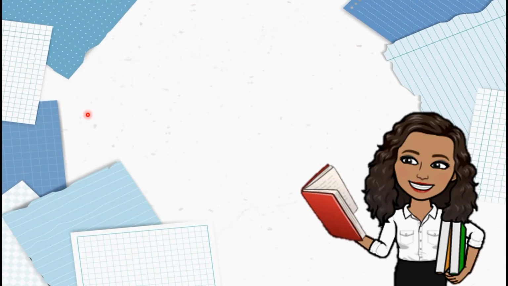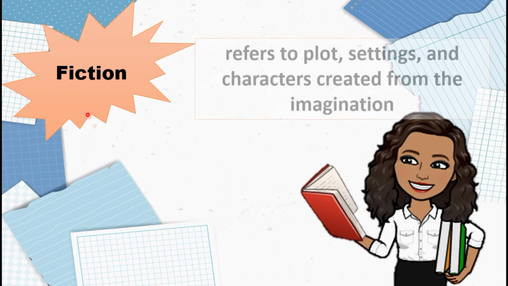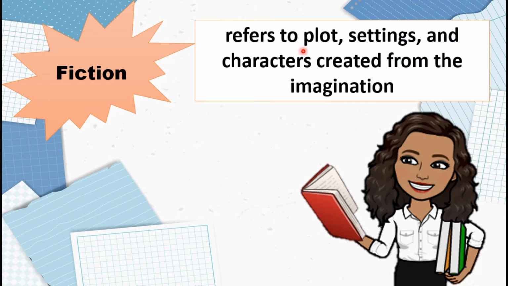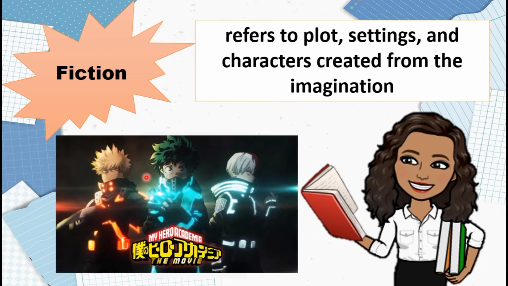Now let us differentiate fiction, non-fiction, and realistic fiction. When we say a story or a text is fiction, it refers to plot, settings, and characters created from the imagination of the author or the writer. A story about a cat that flies and talks is an example. Another example here is a story about students with supernatural powers. These examples are only products of the writer's imagination and could never happen in real life.